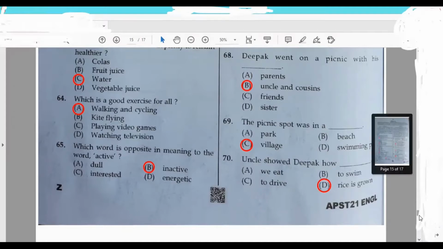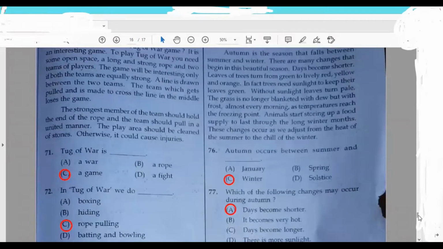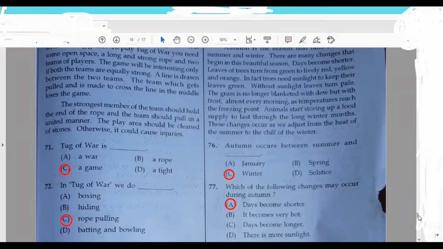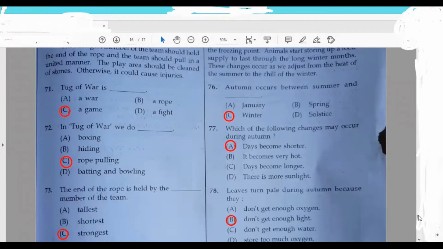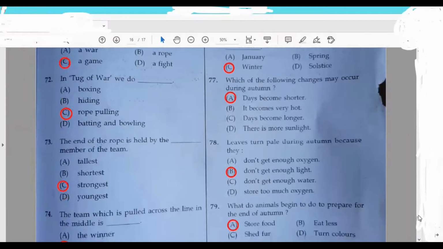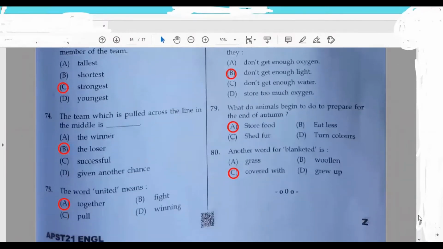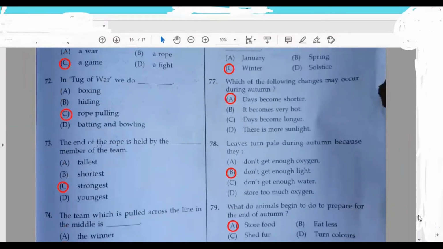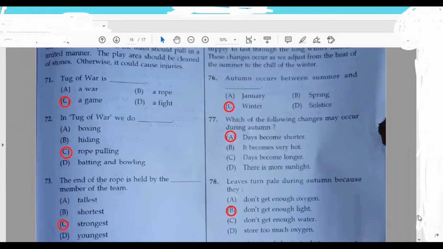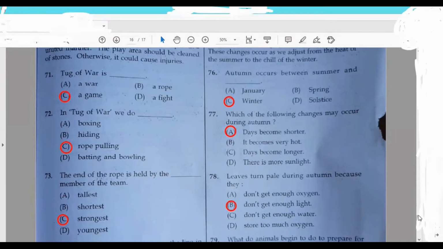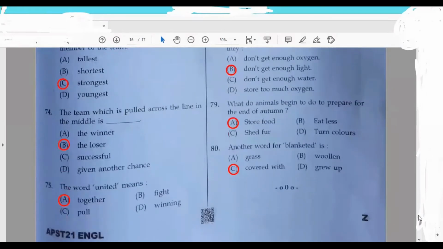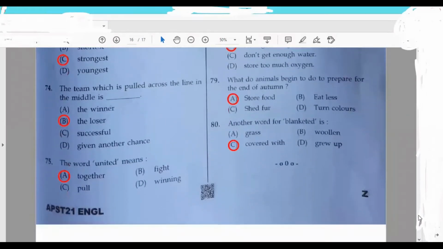Now, next question, 71. It is also based on a passage. The answers for 71 is C, 72 is C, 73 is C, 74 is B, and for 75 is A. The next passage is again there. According to the passage, the answers for 76 is C, 77 A, 78 B, 79 A, and 80 is C. So these are the answers of booklet code Z.